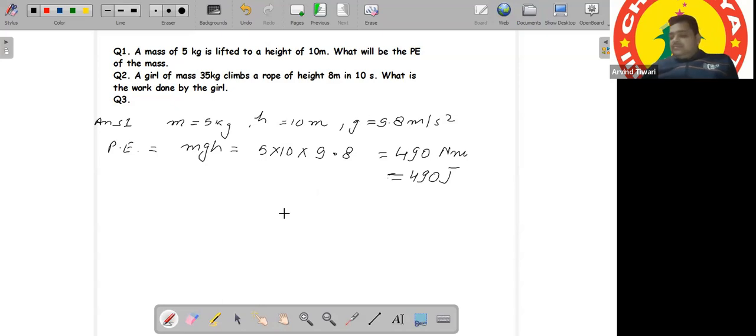For the second question, you have a girl of mass 35 kilogram. The potential energy is given by mgh. Here the mass is 35. So therefore you get the formula mgh. Substitute the values: 35, multiply by height 8, and multiply by 9.8.